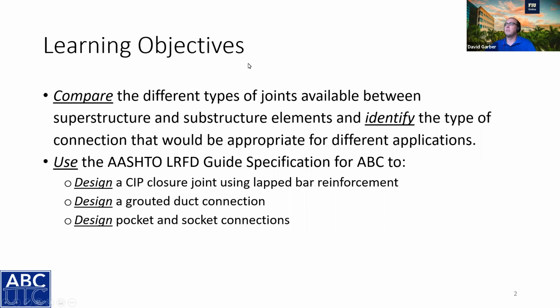As I had mentioned before, we try to provide some learning objectives at the beginning of each of these presentations. So in this one, the student should hopefully be able to compare different types of joints that are available between superstructure and substructure elements, and identify the type of connections that would be appropriate for different applications. This presentation focuses on the AASHTO LRFD guide specification provisions for joints. So I'll highlight the different sections and equations throughout the presentation.